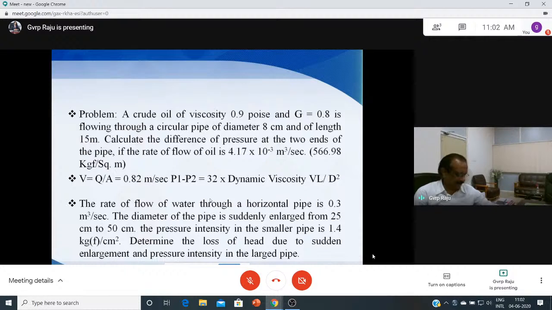The other problem here: the rate of flow of water through a pipe is 0.3 meter cube per second. The diameter of the pipe is enlarged from 25 centimeters to 50 centimeters. The pressure intensity in the smaller pipe is 1.4 kg force per centimeter square.